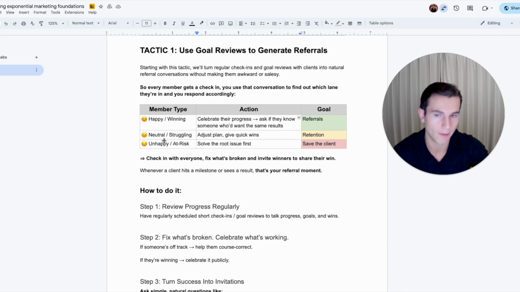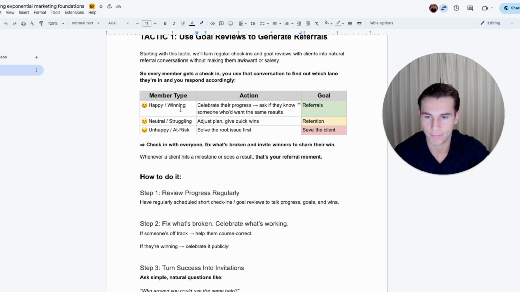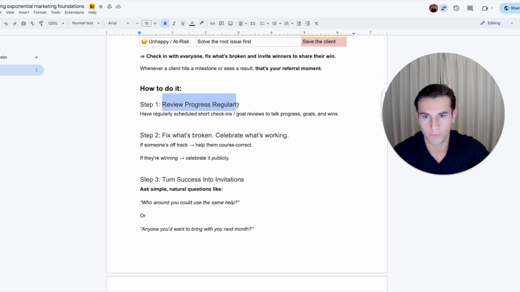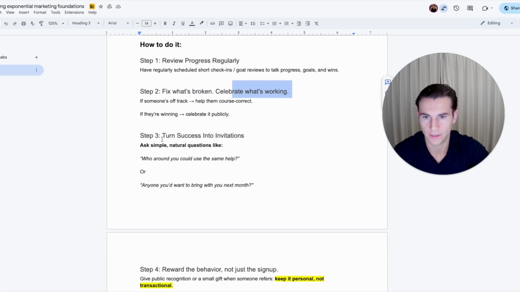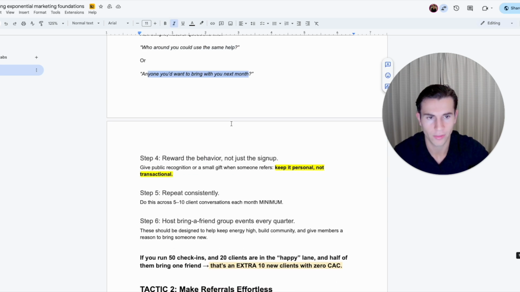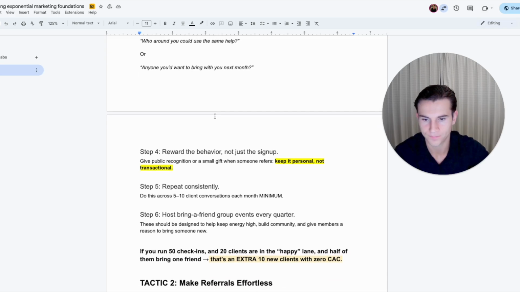But if they're unhappy or neutral, then you're going to want to get them to that happier winning state. So check in with everyone, fix what's broken, get them to that happy state, and then that's your referral moment. So how to do it: review progress regularly, fix what's broken, celebrate what's working, and turn success into invitations. Who around you could use the same help? Anyone you'd want to bring with you next month? Getting people to, for example, bring their friend is a great way to do that.